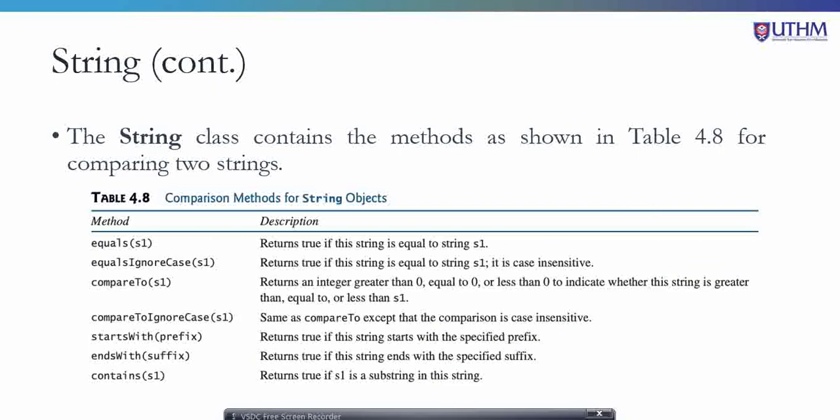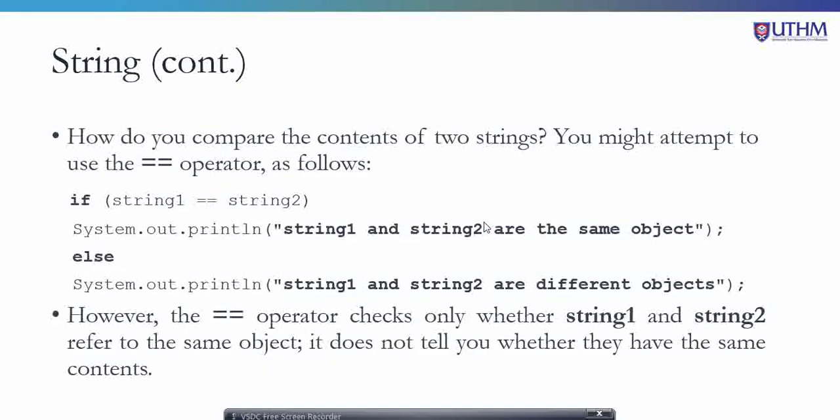The string class contains methods, as shown in table 4.8, for comparing two strings. So how do you compare the contents of two strings? You might attempt to use the double equal operator as follows: if string1 equals string2.